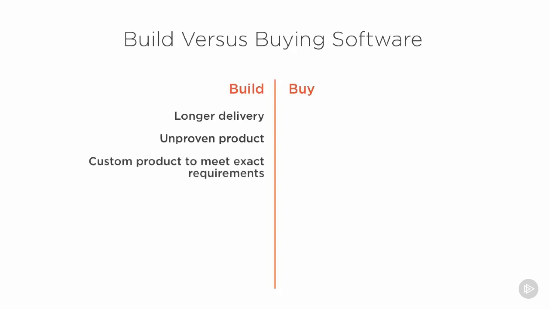But the advantage is that when we build it ourselves, it is a custom product that will meet our exact requirements. This is a tremendous advantage because we then do not have to adjust our practices to meet the ways that a vendor-supplied product operates. The other advantage of building it ourselves is we know how it works. We have in-house knowledge of the product, and this can be a tremendous advantage when it comes to the ongoing support of the product as well.